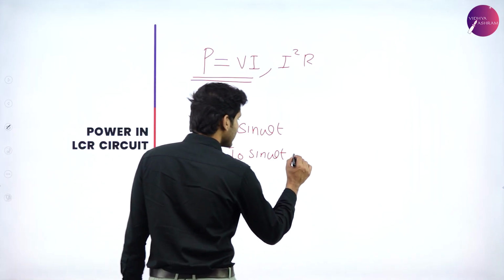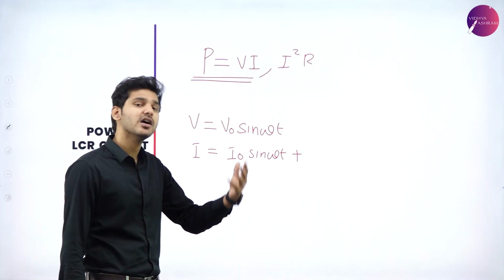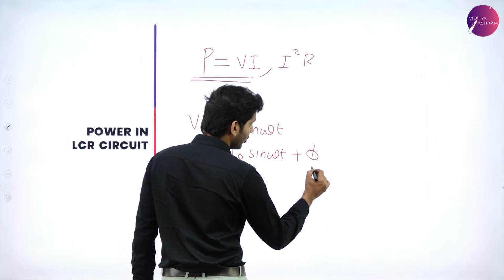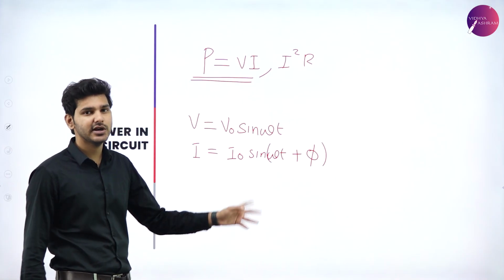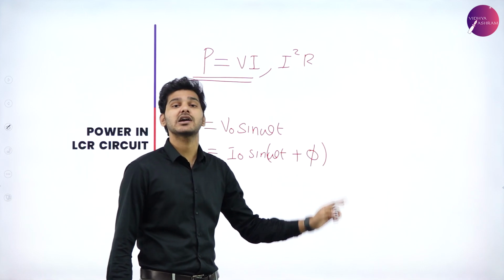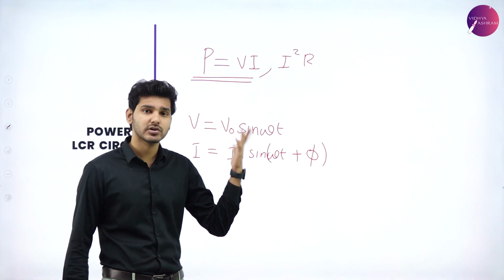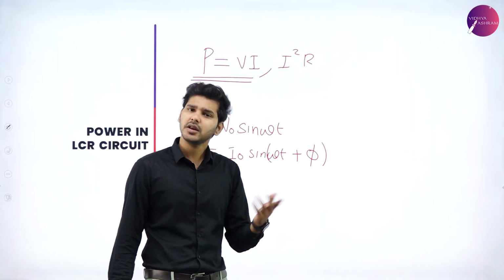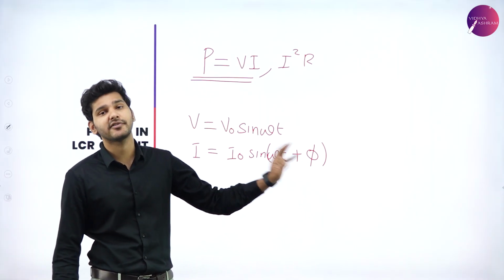So let's say current has a probability of leading or lagging by a phase angle of phi. It can be pi by 2, it can be pi, I don't know. So generally, I'm going to say current has a tendency to lead or lag, so I'm going to introduce this particular phase angle difference. In a purely resistive circuit, phi will be equal to 0. In a capacitive or inductive circuit, it can lead or lag behind by 90 degrees. So just to account for that, I'm going to put a plus phi here.